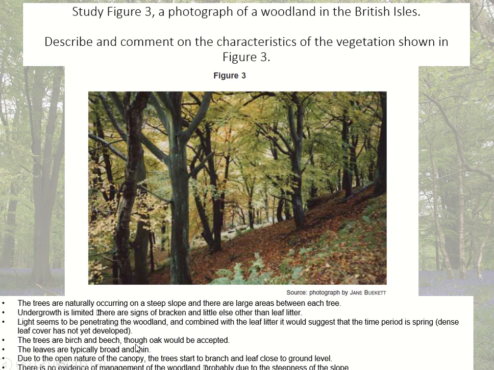The trees are birch and beech, but if you said oak or any other deciduous woodland tree, it would be acceptable. The leaves are typically broad and thin. That's just a stat about deciduous forests. And due to the open nature of the canopy, the trees start to branch and leaf close to ground level. So unlike tropical rainforests where you get buttress roots but just a tall stem, these ones actually have branches even low down, less than a metre off the ground. And you can see here you've got a branch really at the base, branching out in this classic V shape straight away, which is very unlike tropical rainforest plants.